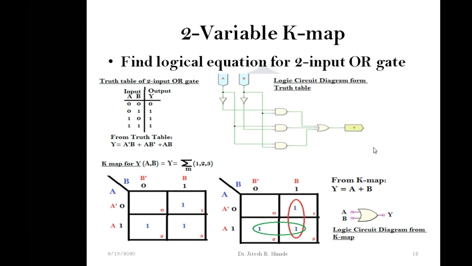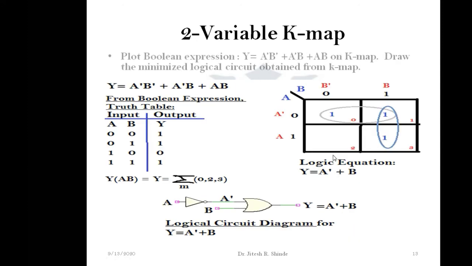Next example: plot the Boolean expression y is equal to A bar B bar plus A bar B plus AB on the K-map. Draw the minimized logical circuit obtained from the K-map. Here the standard SOP expression is given and we need to find the input combinations for which the output is equal to 1. Here A bar B bar, positive logic, will be 0 0. Here it will be 0 and 1. Here 1 1. So the input patterns for which the output y is equal to 1 are 0, 1 and 3.